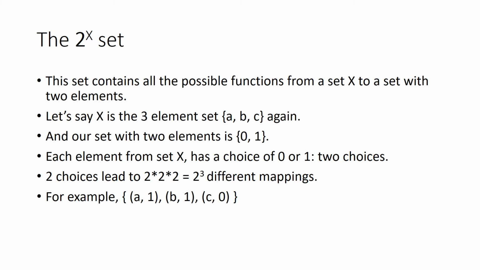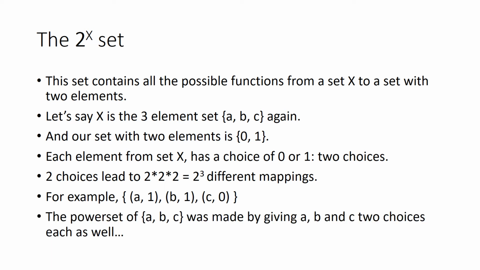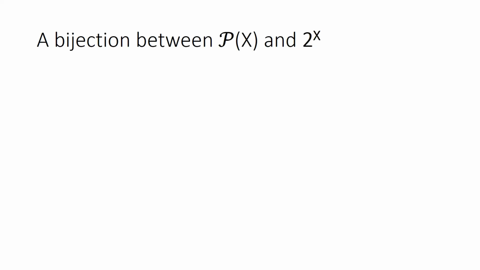Now any combination of these can be a mapping, and altogether they make that 2 to the x set. You'll notice the mapping is denoted with the squiggly brackets because it itself is a set, and then it has pairs, so what maps to what. So A will always map to 1 or 0, B will always map to 1 or 0, and so will C. And the power set of A, B, C was made by giving A, B, and C 2 choices, and so was this set. So you can see they may be in some way related.